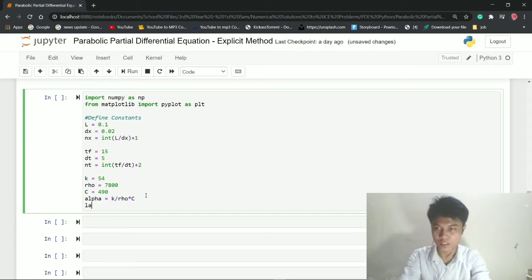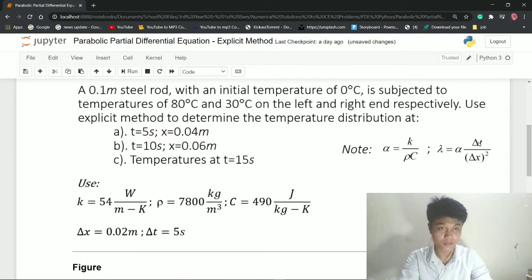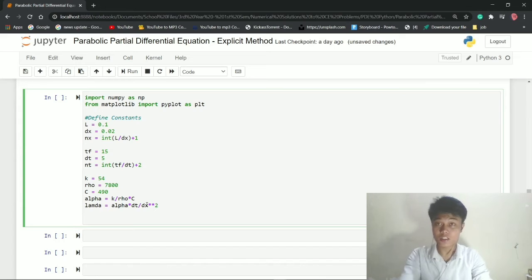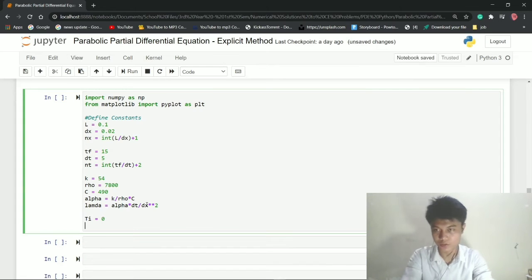And then, we have our lambda. Our lambda is equals to, makita natin dito, alpha times change of t over change of x squared. So, that is alpha times dt over dx raised to 2. So, yan. And then, we have our initial temperature. Now, initial temperature ng rod is, of course, according to the given, 0 degrees Celsius.